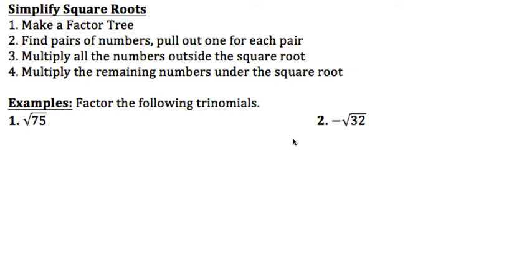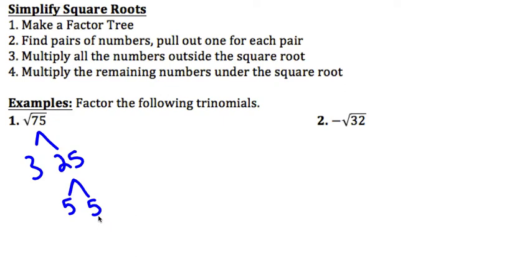So first of all, I'm going to follow this process here. So make a factor tree. I need to find 2 numbers other than 1, 2 numbers that will multiply to give me 75. So that is 3 and 25. 3 is prime, so we cannot reduce that any further. 25 is 5 times 5.